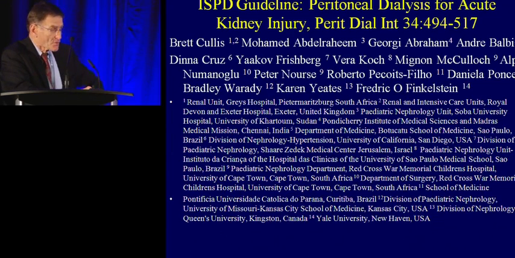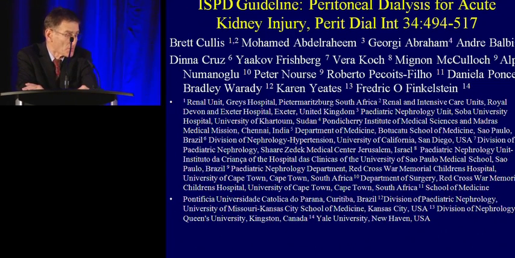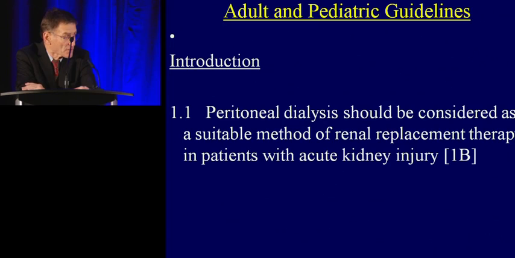So when we started these projects, we thought that we actually needed to develop guidelines. So we formed an international group with many people from the developing world. The group is shown here, and we published these guidelines for treating AKI with PD and PDI. This came out in the summer of 2014. But let me just focus on the key findings from these guidelines. First, that peritoneal dialysis should be considered a suitable method of renal replacement therapy for patients with acute kidney injury.